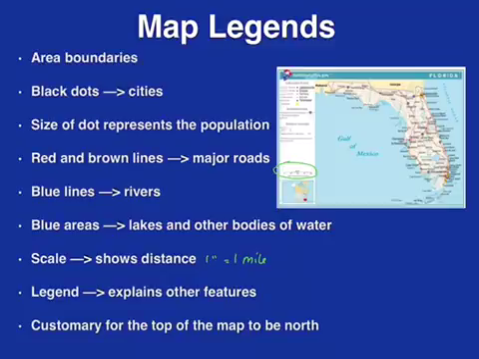Usually it's normal for the top of the map to be north. However, that's not always true, so you need to always look for the compass on the map. If there is no compass, then you can make the assumption that up, or the top of the map, would be north.